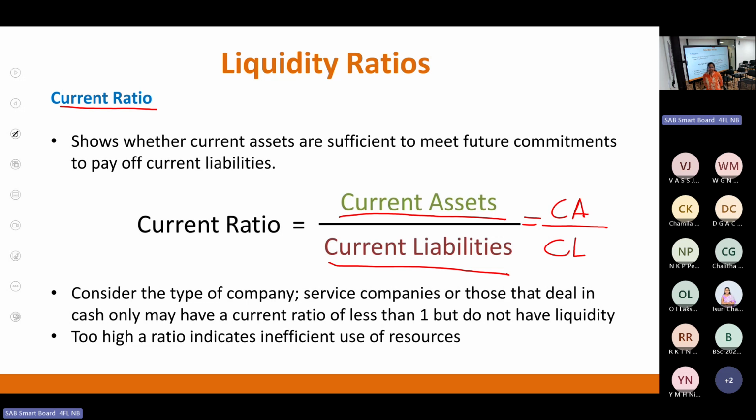What is the standard rate for the current ratio? Can anyone tell me? Standard rate for the current ratio?